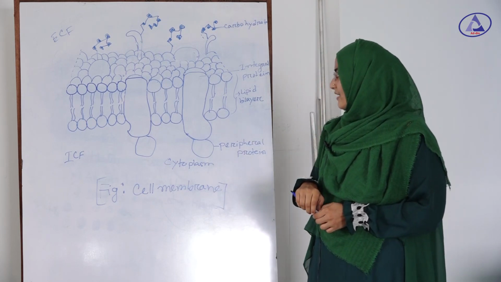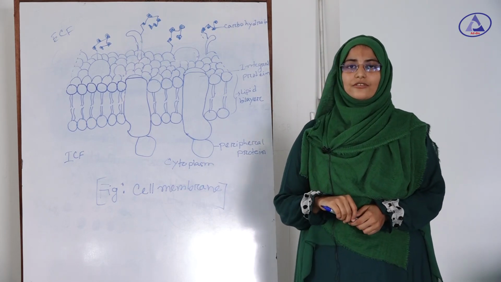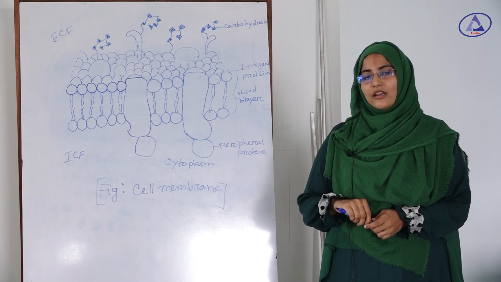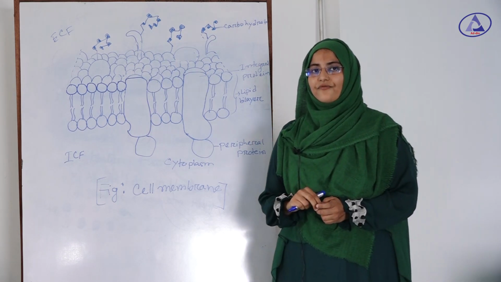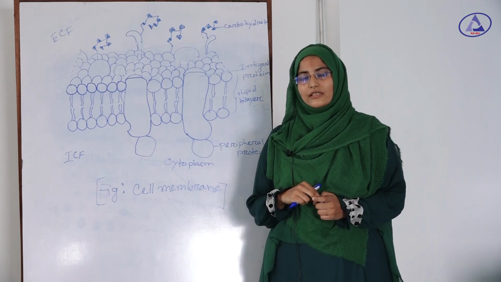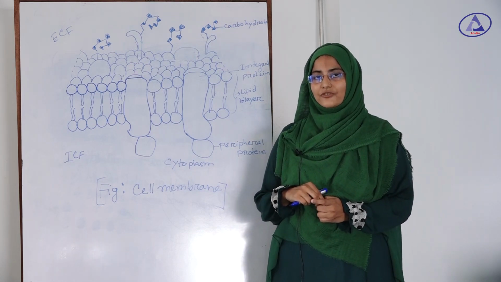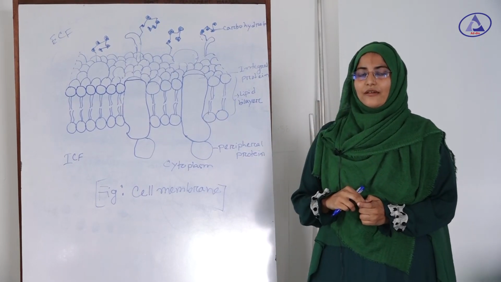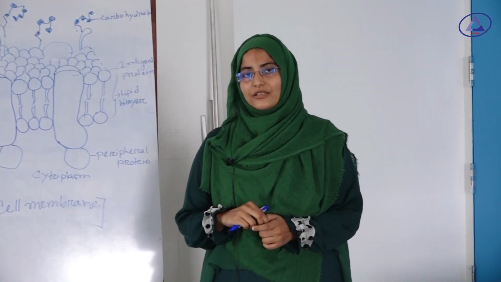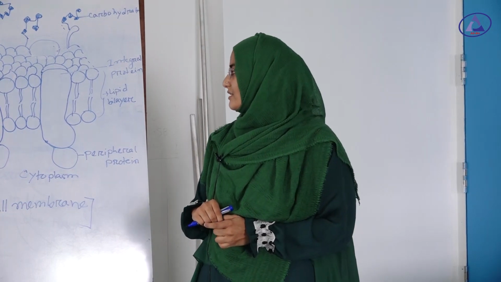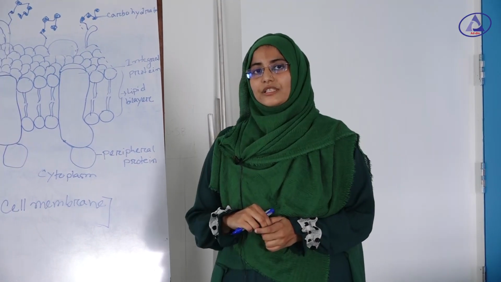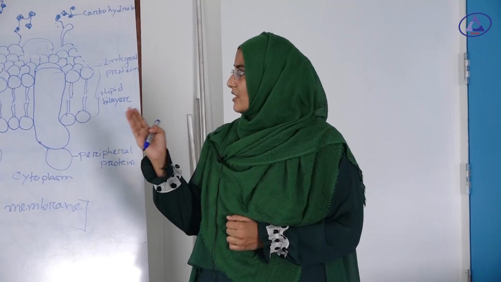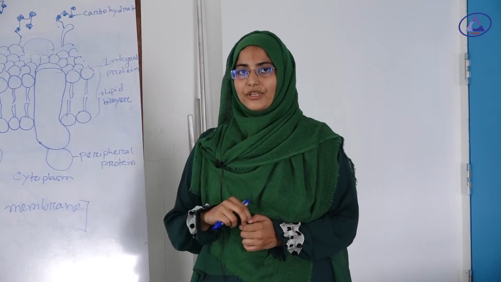And finally, I tell the functions of the cell membrane. The cell membrane has several functions. Number one is the protective function. The cell membrane protects the cell cytoplasm from the surrounding structures. Number two is the selective function. The cell membrane provides selective permeability to different types of substances across the extracellular fluid and the intracellular fluid.